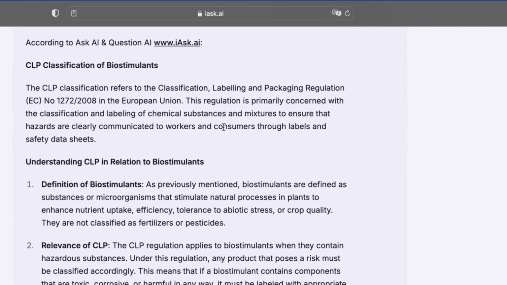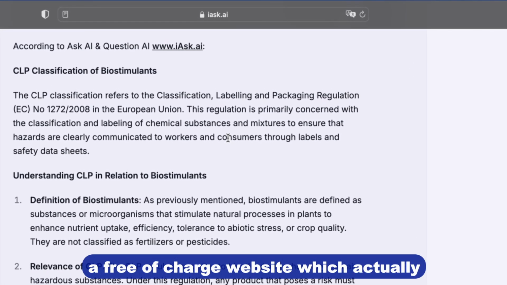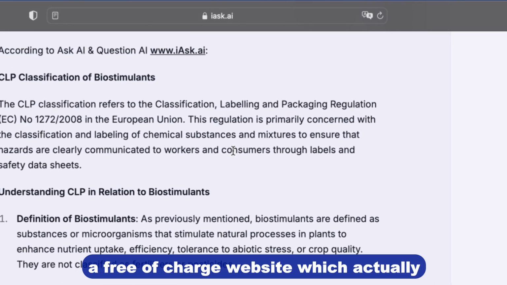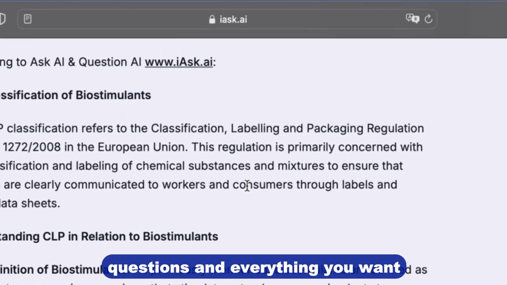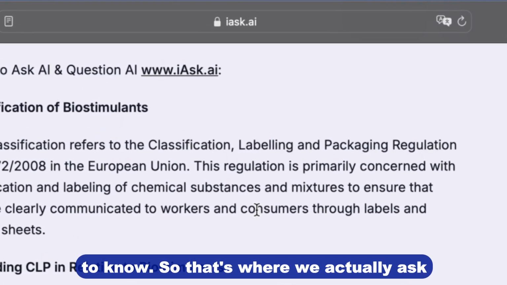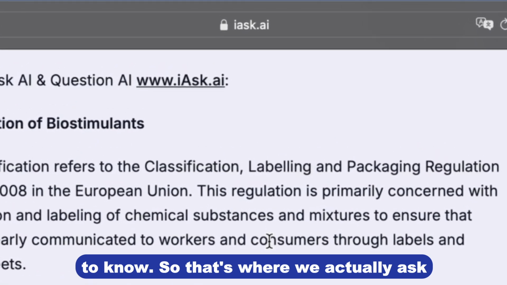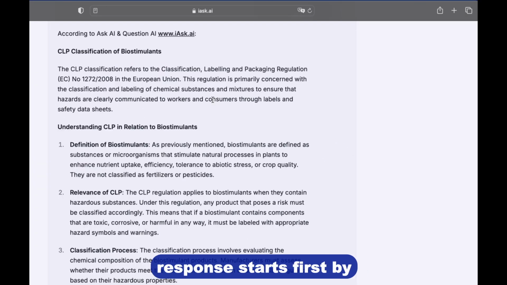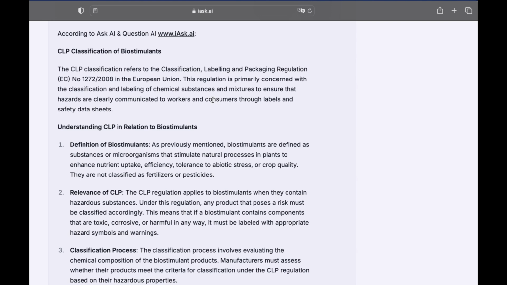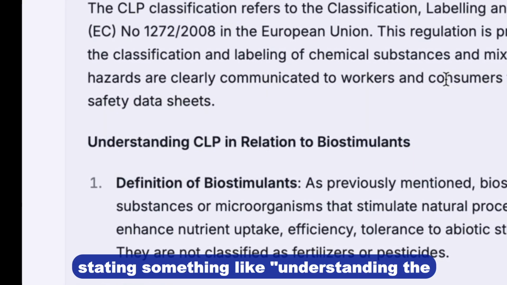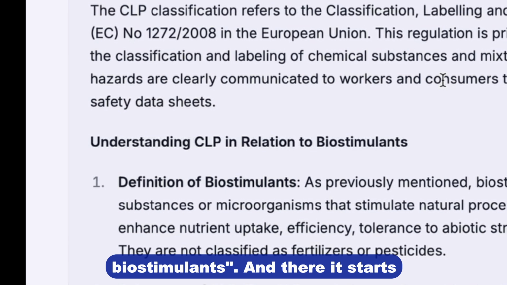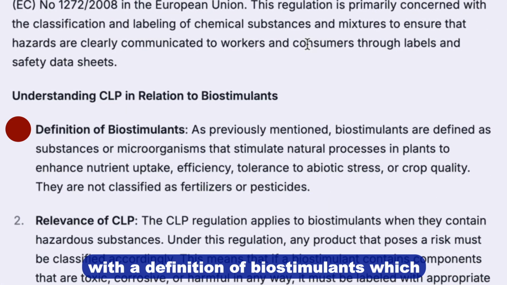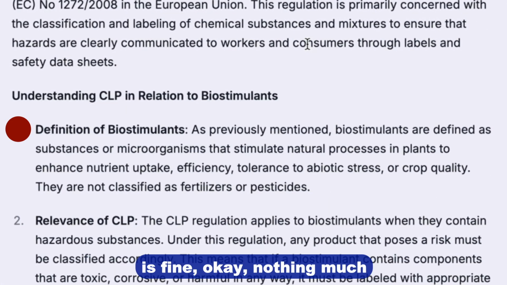It's a free of charge website which lets you ask AI questions about everything you want to know. So that's where we asked the question, and the response starts by stating something like understanding the CLP in relation to biostimulants. And there it starts with a definition of biostimulants, which is fine. Nothing much to say about that.